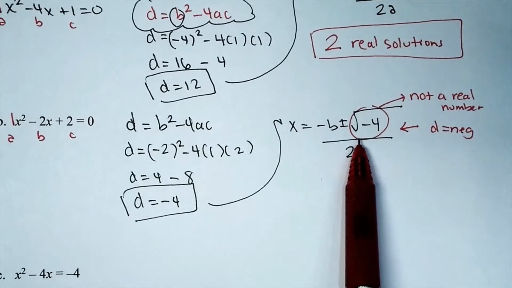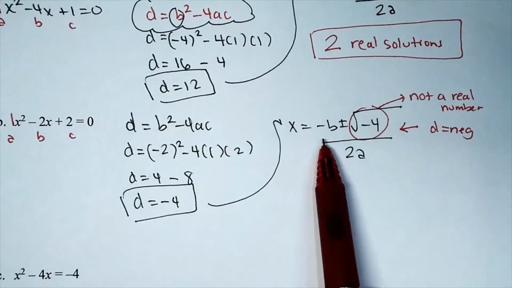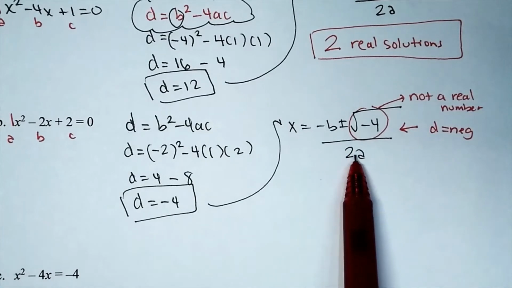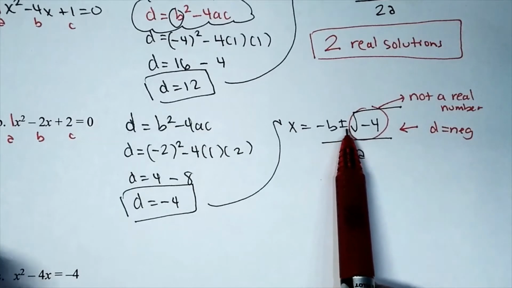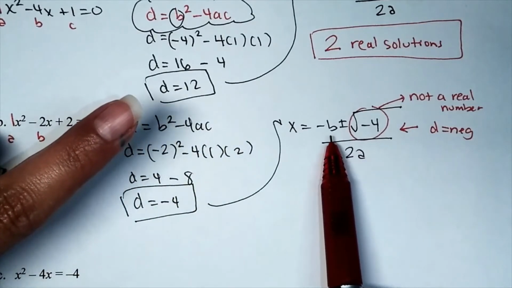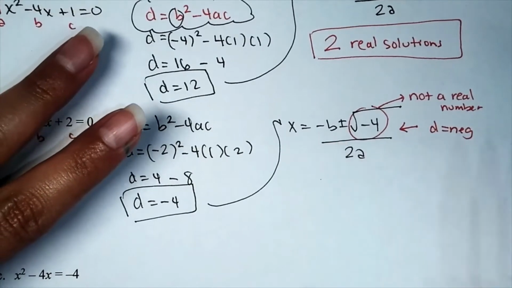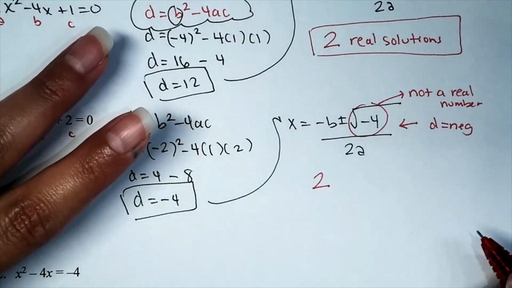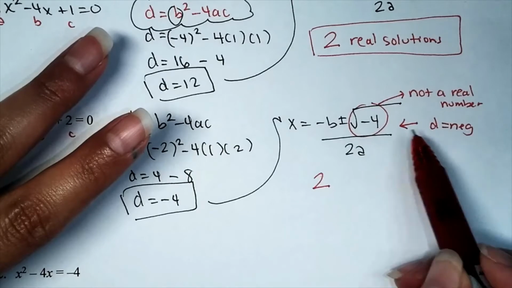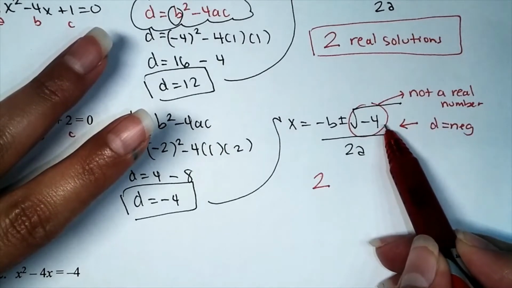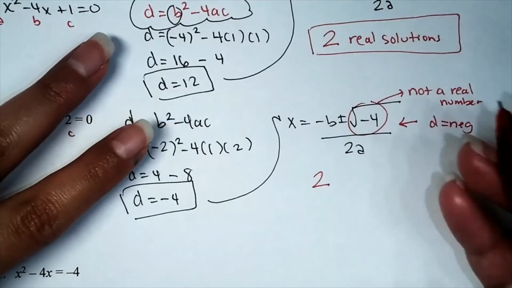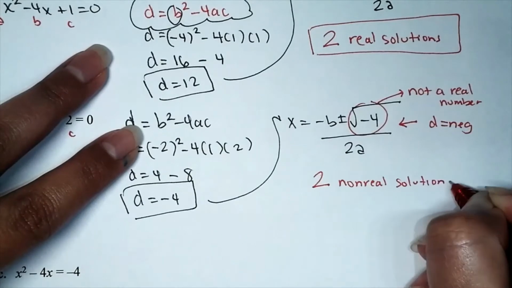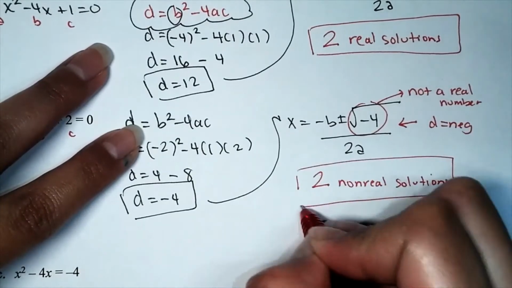So the question is, how many solutions are we going to have? We have x equals negative b plus or minus the square root of negative 4 all over 2a. Solution number 1, negative b plus the radical. Solution number 2, negative b minus the radical. So we're expected to have two solutions. What kinds of solutions? Real numbers or non-real numbers? Because the discriminant is negative, that's going to give us non-real solutions. So how many? Two of them. So we're going to write down two non-real solutions. You may also write two imaginary solutions. Whatever word you use in class, that's what I need you to write.